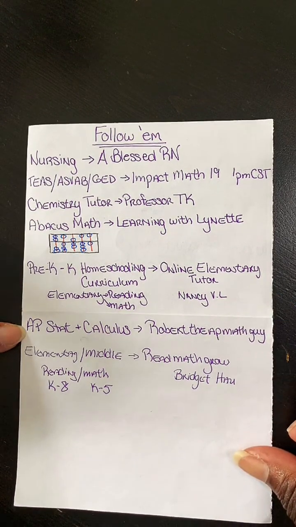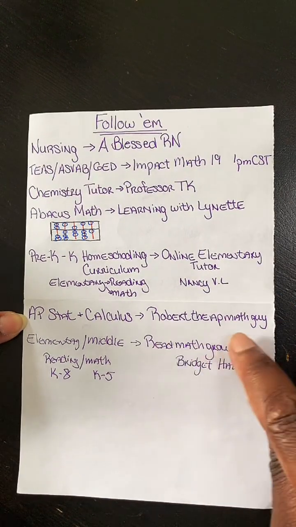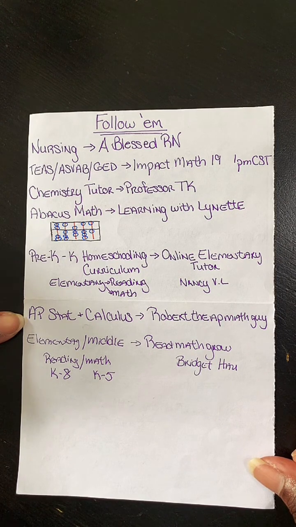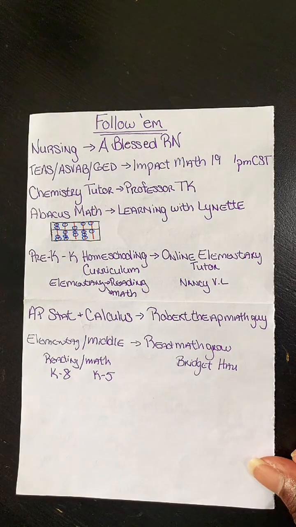And then I already mentioned Robert, who is the AP math guy. He does AP Statistics, Calc AB, Calc BC, and he goes live. I think he goes live at 3 o'clock Eastern Standard Time, but sometimes he does nighttimes too. I don't know, but if anything, go follow him so you can figure out when he's available. If you know of anyone going into calculus who needs assistance, make sure you follow him as well.